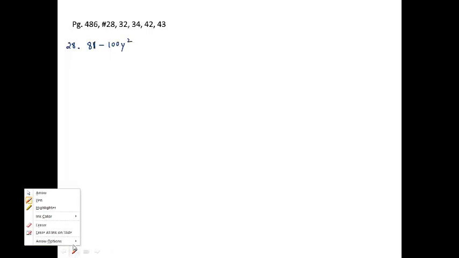It says factor. Basically, all of these instructions are to factor. So we have 81 minus 100y squared. I literally say ignore the instructions and pay attention to the word that says factor. All you need to worry about is factoring.